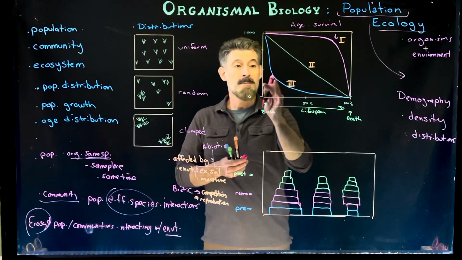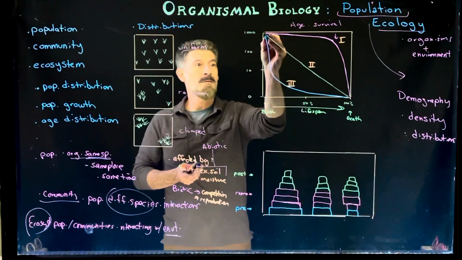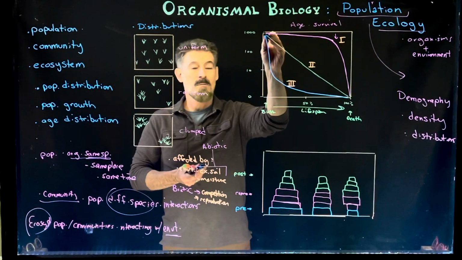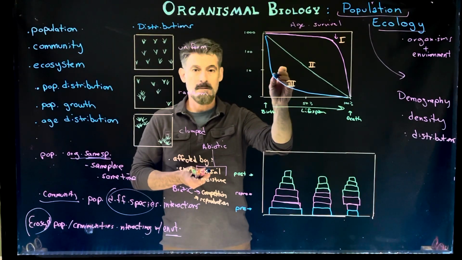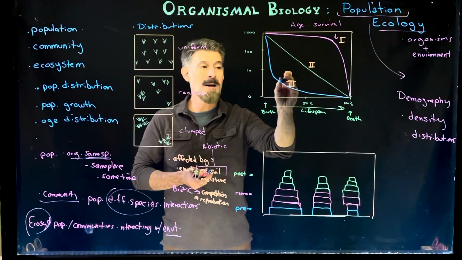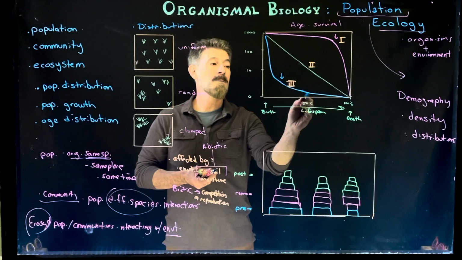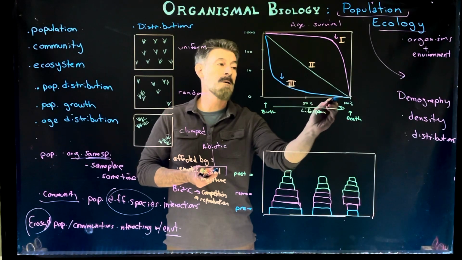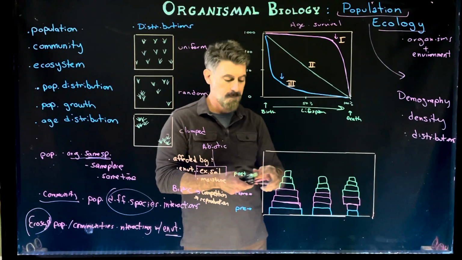Versus, say, type 3, which is sort of the opposite end of it, where we see something very different. We see right after birth, most individuals die. They don't survive very long. But if you make it to a certain age, then it kind of levels off. Then you're pretty good for a long time, and then slowly over time, individuals die and they don't make it past a particular age.